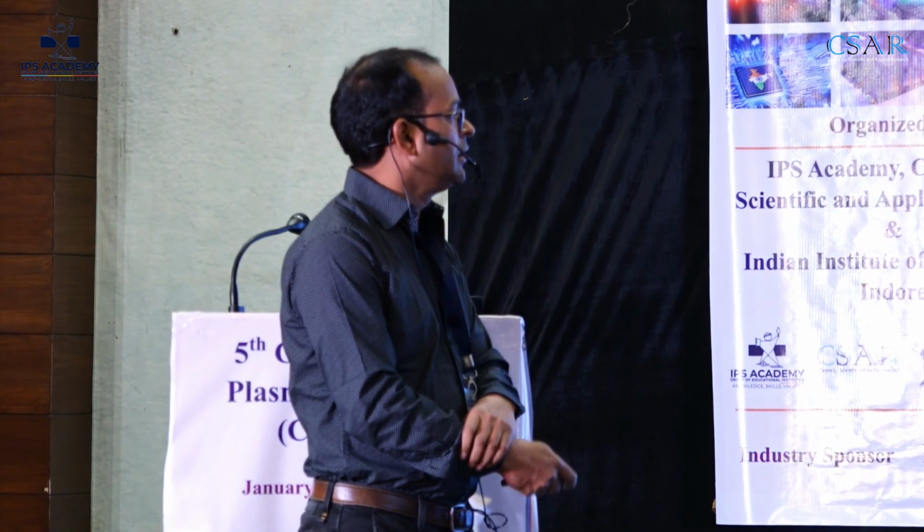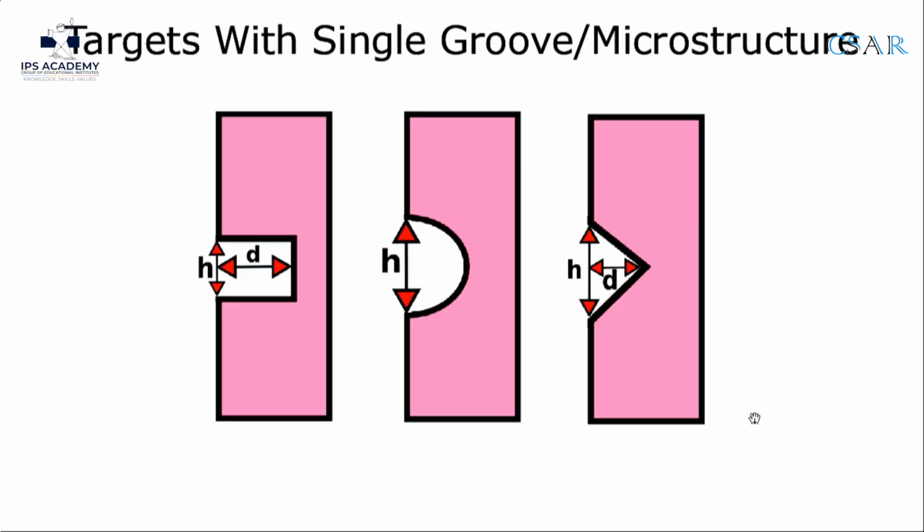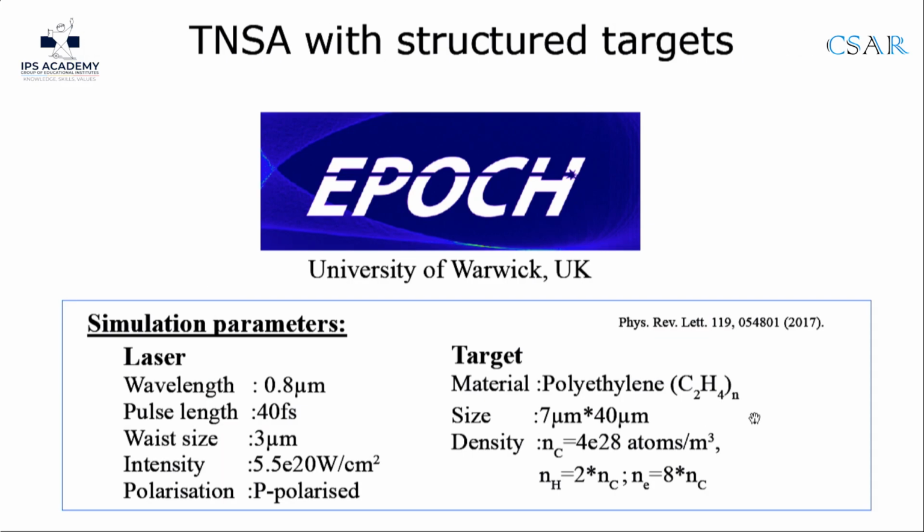So now what we have been doing is we have proposed that rather than using a periodic structuring, we go for a single micro size groove, a micron size groove on the front, and we wanted to investigate how does that change this coupling mechanism. So we have tried different geometries, and as I said, we have done this using EPOCH. The simulation parameters have been taken from an experiment in Gemini laser.